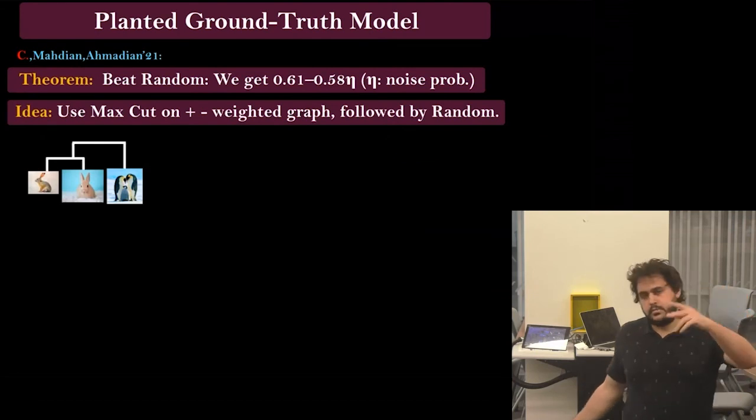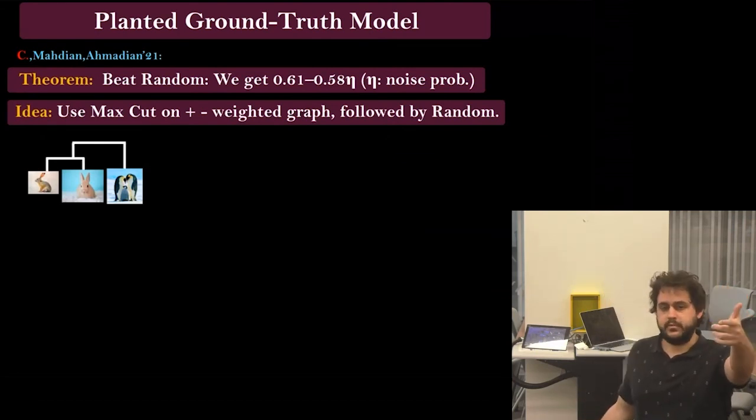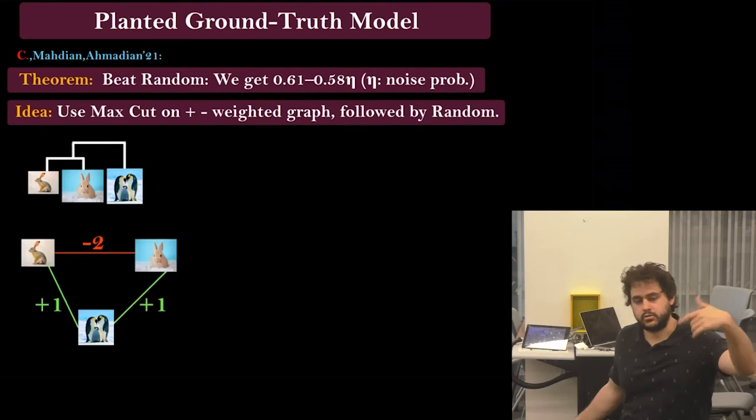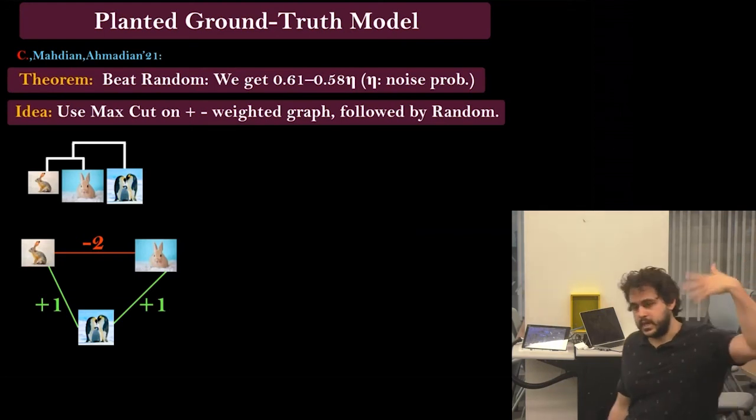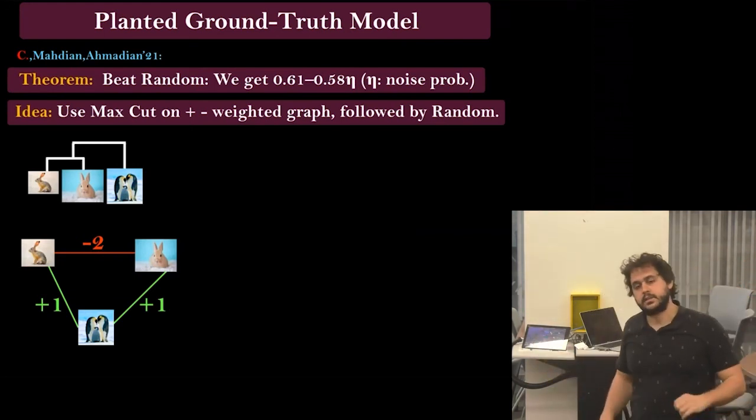Okay, this will be very quick. Imagine I give you this triplet. The idea is that we construct a weighted graph that has plus and minus edges, and we would like to find the max cut in this graph that we will construct.